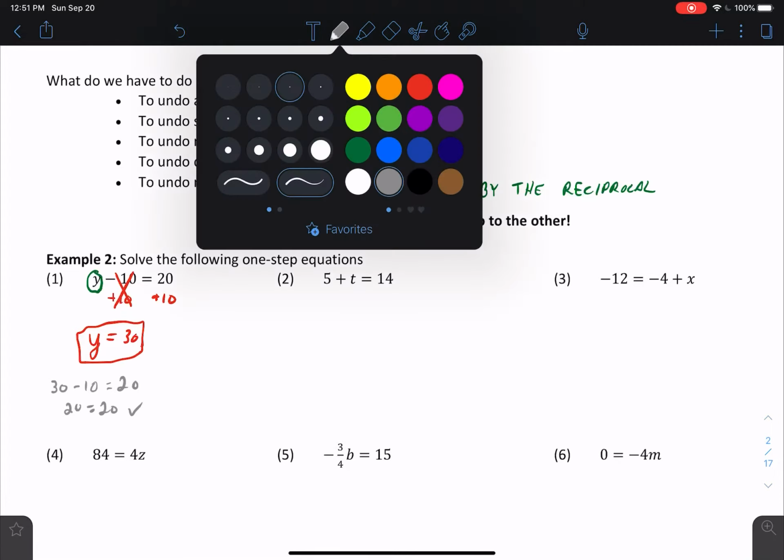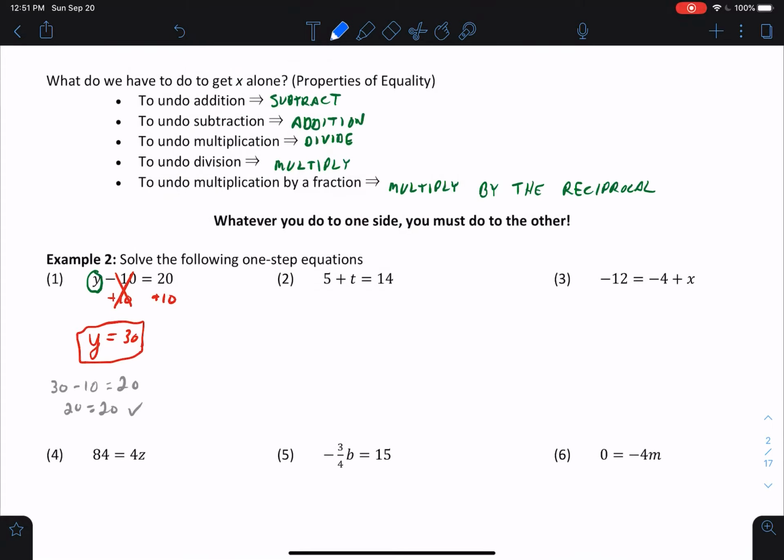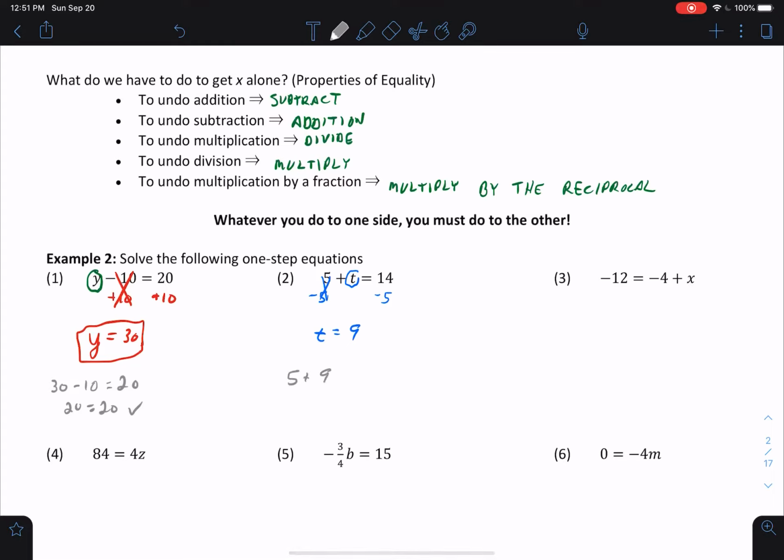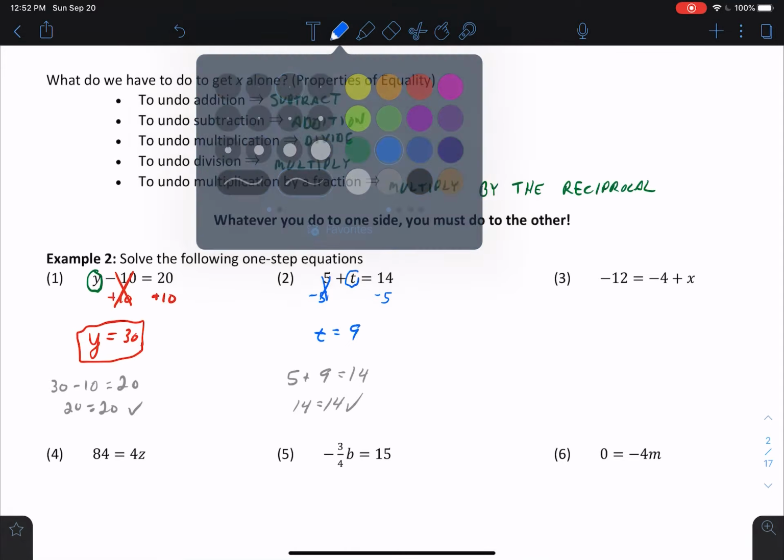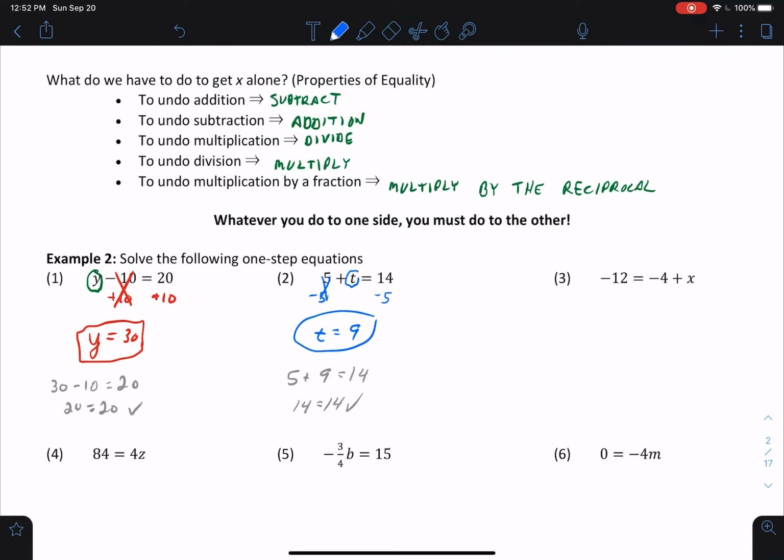Okay. What about in number 2? 5 plus t equals 14. So I want to get the t alone. What's 5 doing to t? What's being added to t? So to undo that, to move it over to the other side, I have to subtract 5 from both sides. So I get t equals 9. And then I check my work. 5 plus, but instead of t, I plug in 9, and I see, does this make a true statement? 14 equals 14. That is true. Therefore, I know t equals 9 was correct.